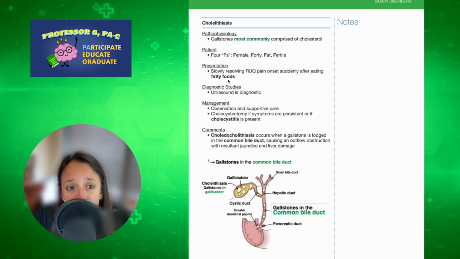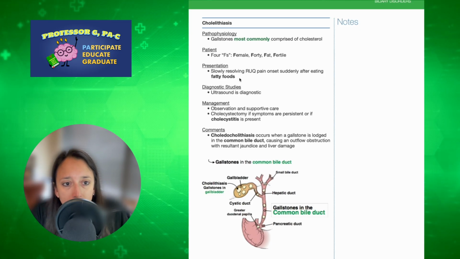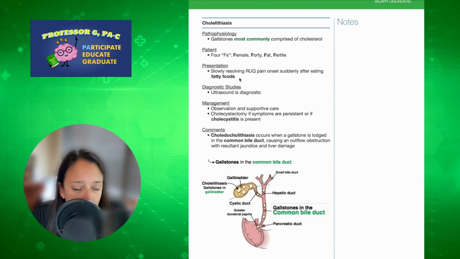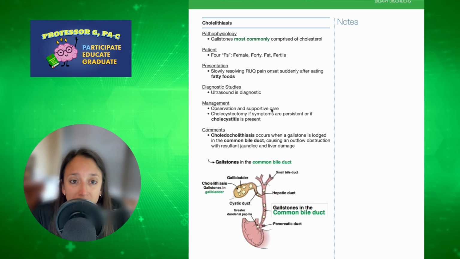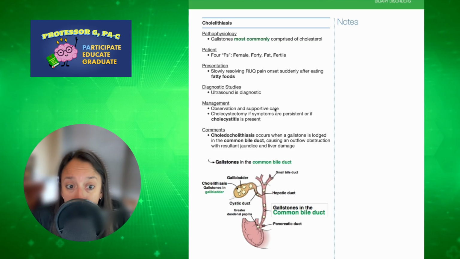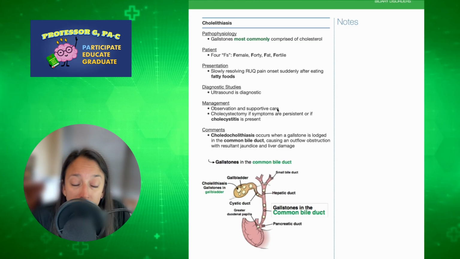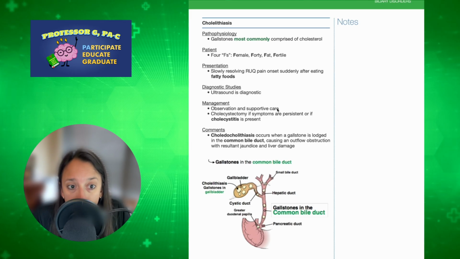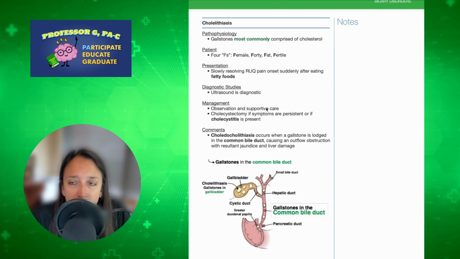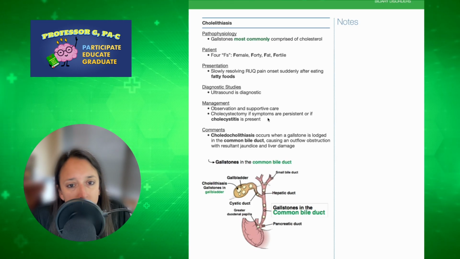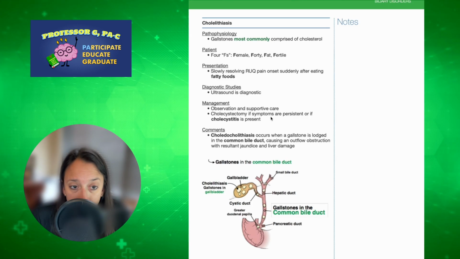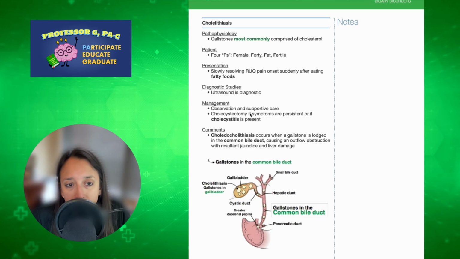So a lot of times these patients will present with intermittent right upper quadrant pain, especially after eating fatty foods, like biliary colic. An ultrasound is going to be diagnostic of this. And then if it's just mild, if it's intermittent, it's not constant, and they don't have any signs or symptoms of acute cholecystitis or acute choledocholithiasis or ascending cholangitis, we can observe them and supply some supportive care, tell them to stay away from fatty foods. And if it becomes persistent or they develop acute cholecystitis, then that's when we need to consider getting a cholecystectomy.